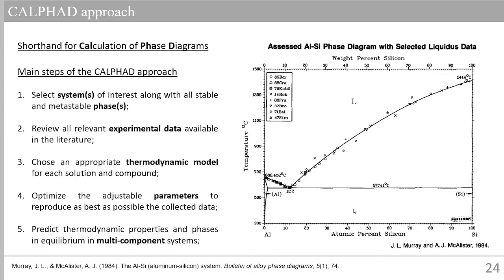CALPHAD is a shorthand for calculation of phase diagrams, and you have here the main steps of the CALPHAD approach. So for this example, I've already selected the system of interest. It's going to be the aluminum silicon phase diagram. The phases present are liquid, the FCC phase, and a diamond phase. So it is a fairly simple phase diagram with a single eutectic and no intermetallic phases. We already have the experimental data for the liquidus line, and in the following slides I'll be explaining how to choose the appropriate thermodynamic model and how to optimize the parameters to try and reproduce this phase diagram.